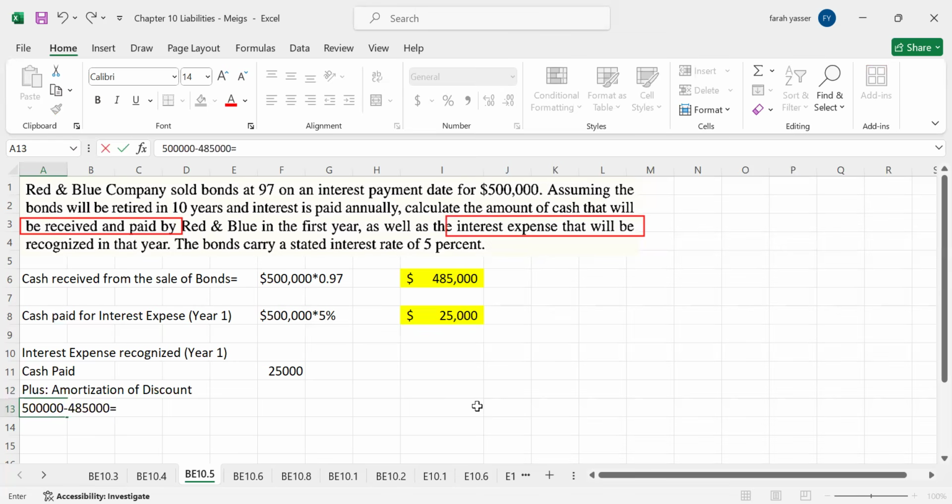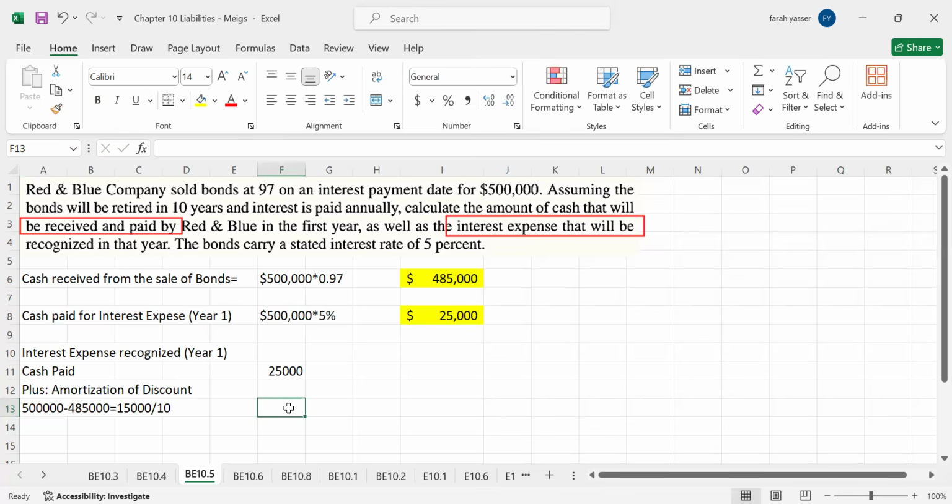5 lakh minus 4,85,000 is 15,000. So 15,000 is the total amount of discount, and the bond will be retired in 10 years. So the life of the bond is 10 years. So we are going to amortize the total amount of discount over the total life of the bond, which is 10 years. Dividing 15,000 by 10, we get 1,500.